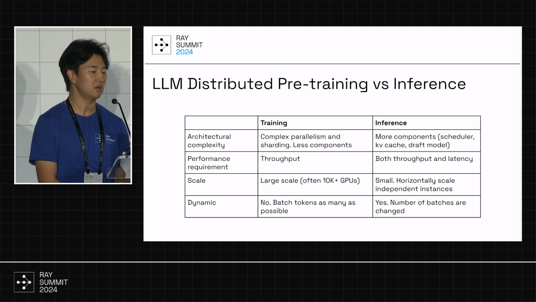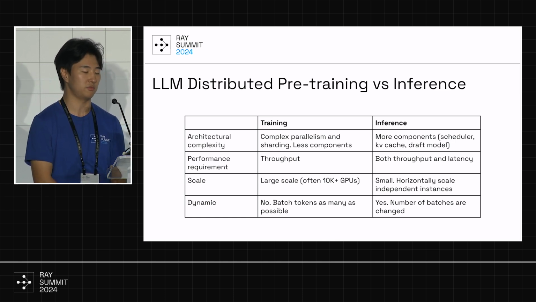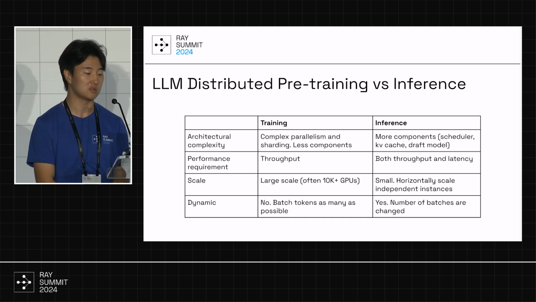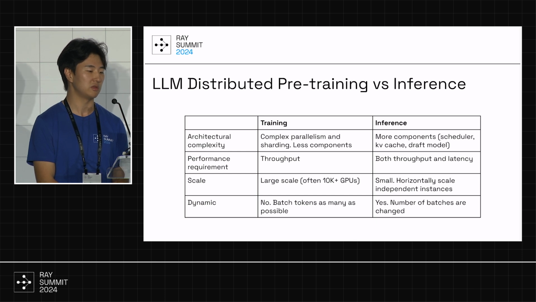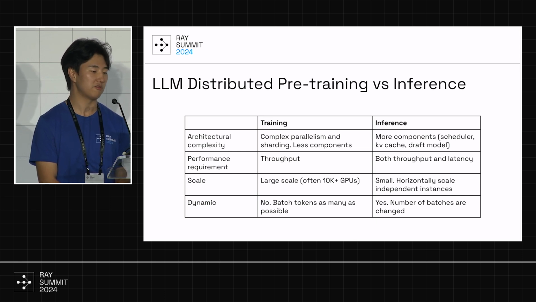For the scale, training typically has a very large scale for language model training. It's pretty common to have more than 10,000 GPUs. For inference, usually you require a small number of GPUs, but instead you replicate the instances instead of scaling your model to thousands of GPUs. In terms of dynamicity, training usually has less dynamicity because you know the inputs and everything ahead of time. But inference usually has more dynamicity because you don't know exactly what kind of prompt is going to be accepted ahead of time.